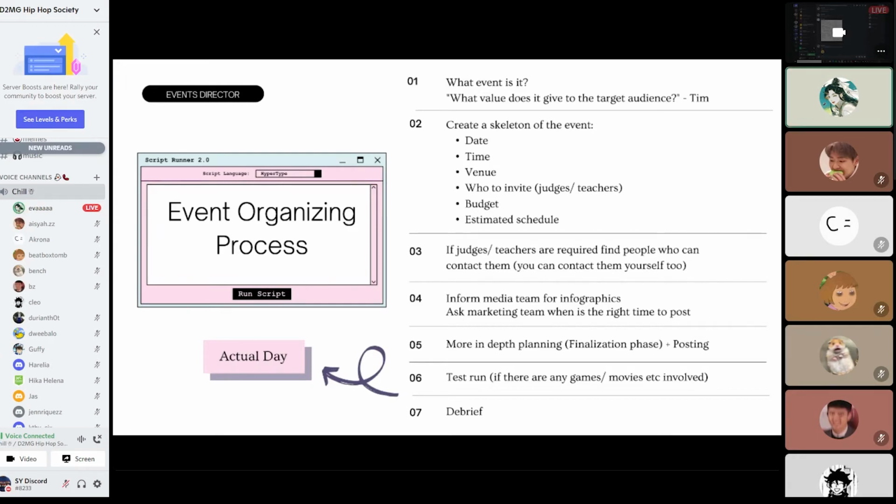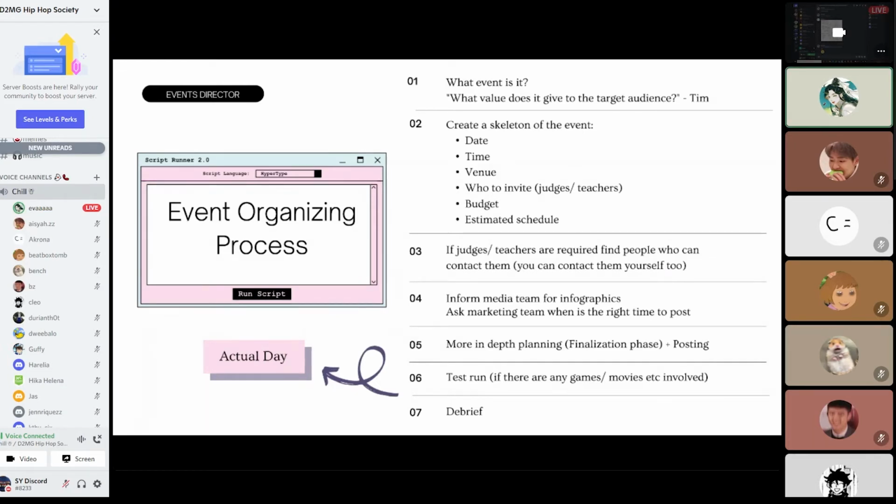And you post it on Facebook as well, like post the event once the infographics are done. And then for events that involve games especially, or like the movie night that we had a week ago, you have to test run it.